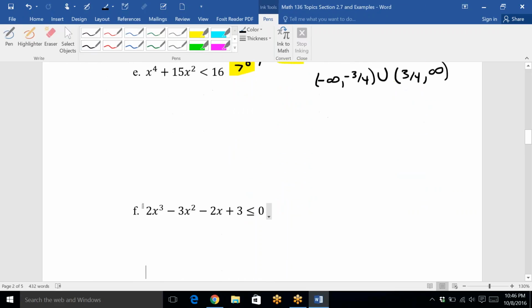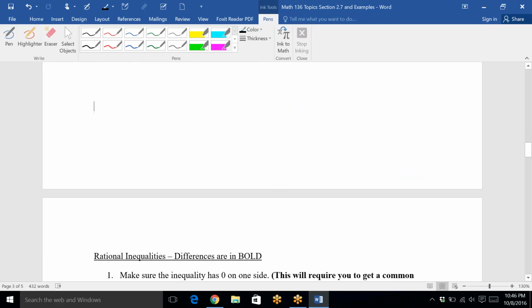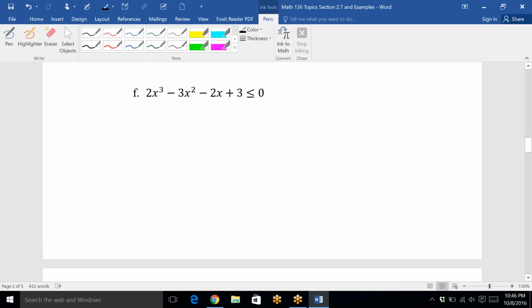Okay, the next one that we skipped over was F. Back up. So for F, it's 4 terms, so we should try to do factor by grouping. I'm just going to try to group them the way that they are. I can pull an x squared out of the first pair. That would leave me with a 2x minus 3.